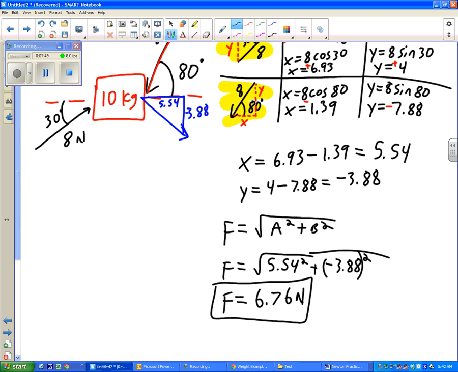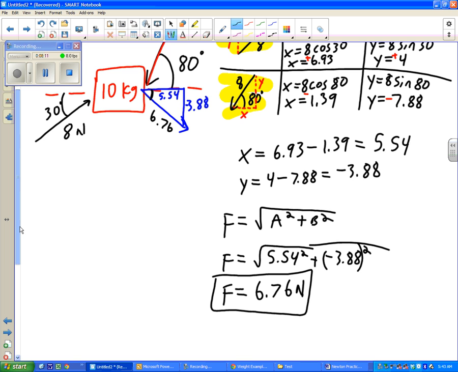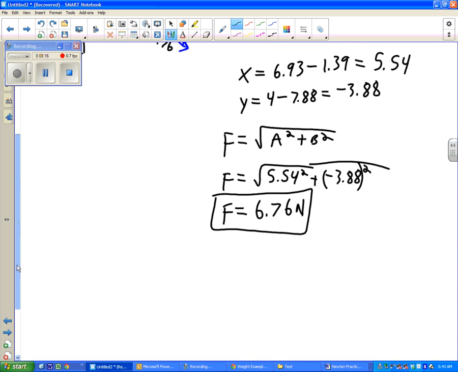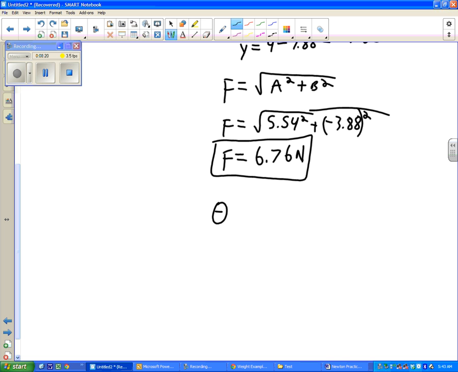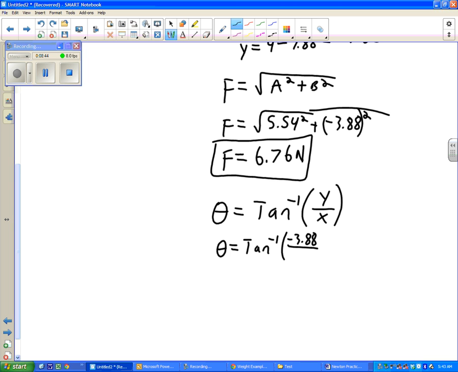I may also want to find the angle. So to find the angle that this is happening, my angle right here, and I did just find that this side was 6.76. But I want to find this angle. So to find this angle, I'm going to use a trig function. Again, I'm going to use tangent. And I'm going to say that my angle is equal to inverse tangent of opposite over adjacent. And my opposite is my y. My adjacent is my x. So my angle is going to be equal to the inverse tangent of y, negative 3.88, over my x, which was 5.54.